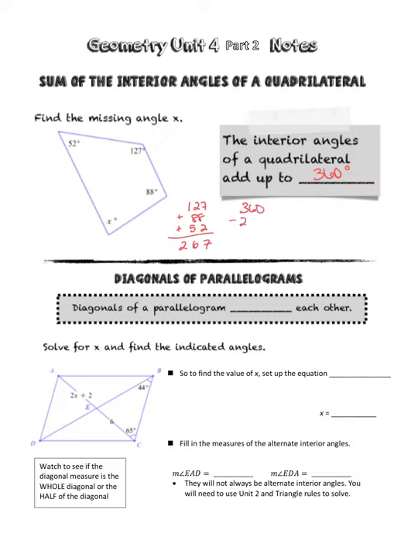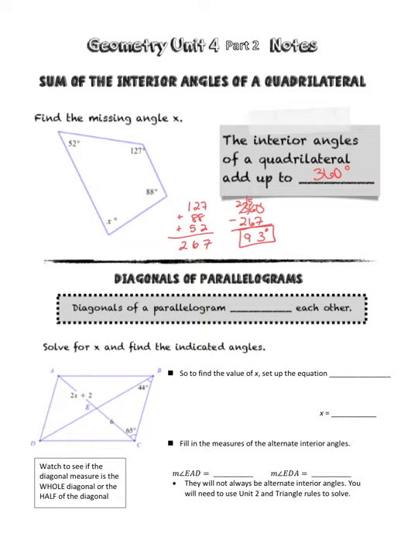360 minus 267 is 93 degrees. So the measure of angle X is 93 degrees. Very simple concept for you.